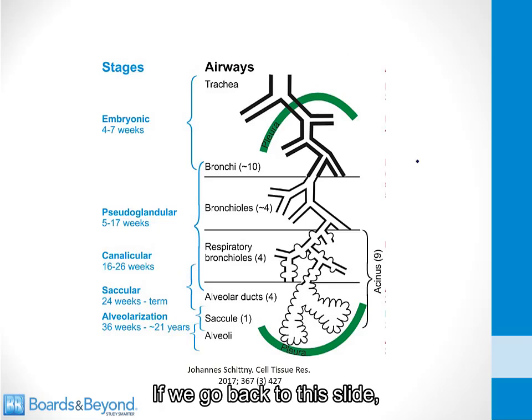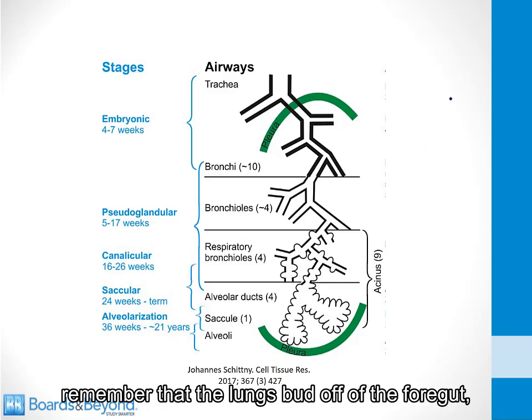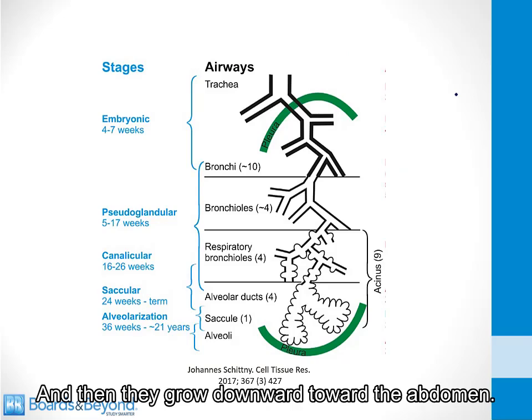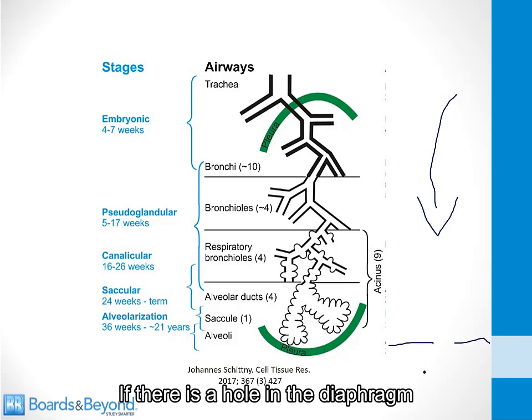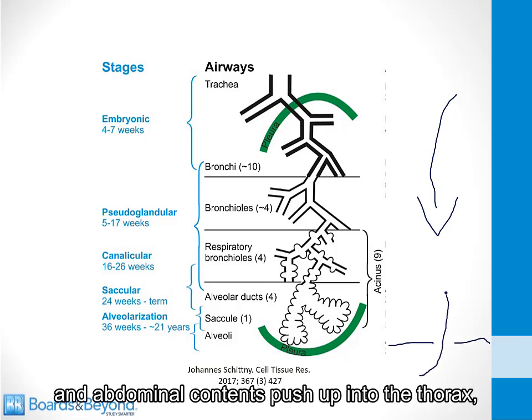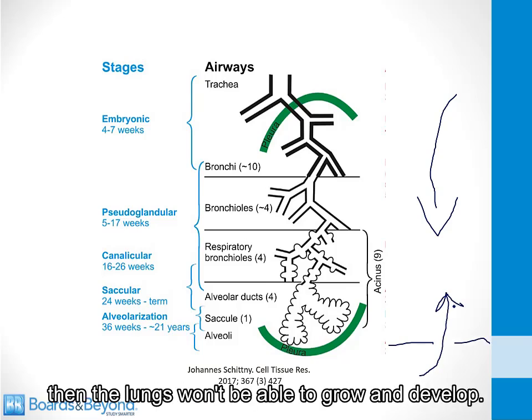If we go back to this slide, remember that the lungs bud off of the foregut, the future esophagus, and then they grow downward toward the abdomen. If there is a hole in the diaphragm and abdominal contents push up into the thorax, then the lungs won't be able to grow and develop.